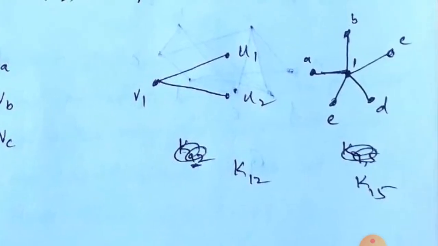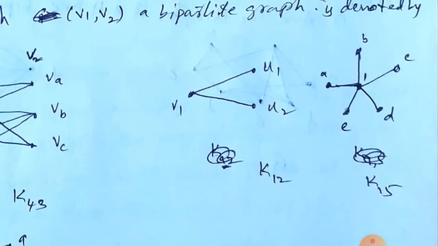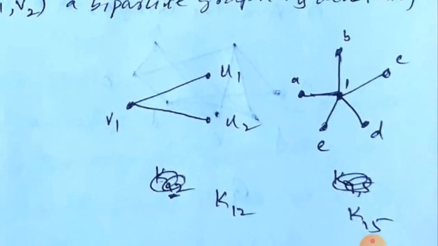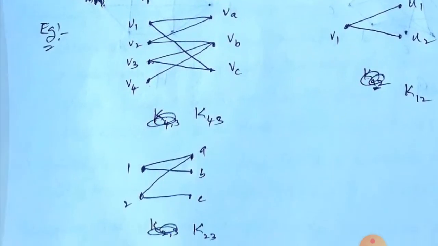Now similarly the K12 graph is there. Observe in the first set one vertex V1 is there, in the second set vertices U1 and U2 are there. Now there are edges from V1 to U1 and U2. This is denoted by K12. Now observe K15, that means one vertex is adjacent to the remaining vertices A, B, C, D, E. So 5 vertices. That is denoted by K15. It is also called a star graph.